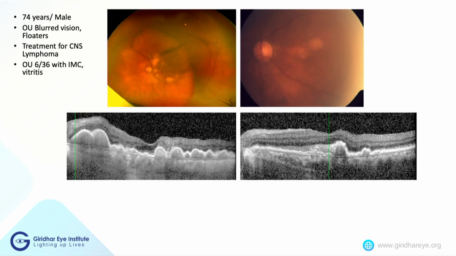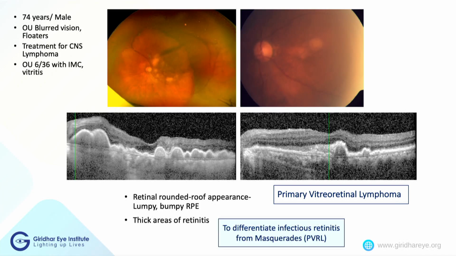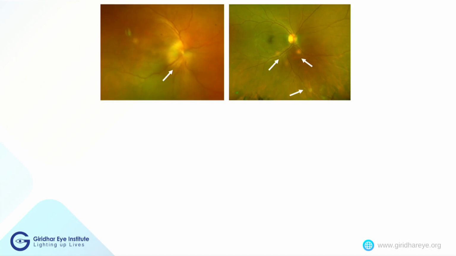This is again another situation, an elderly patient with bilateral cataract and vitritis, so the view is hazy, and again yellowish lesions which might make you think, is this a retinitis? But he is a known case of CNS lymphoma, and the typical lumpy bumpy appearance with thick sheets of retinitis will definitely give us a diagnosis of primary vitreoretinal lymphoma. So again, to distinguish masquerades, imaging is so important.